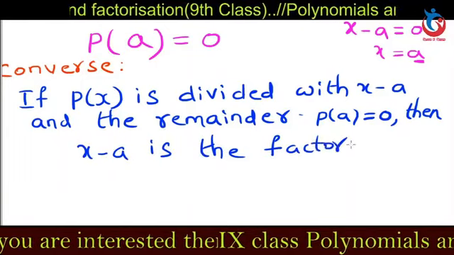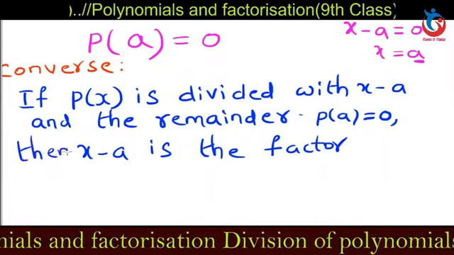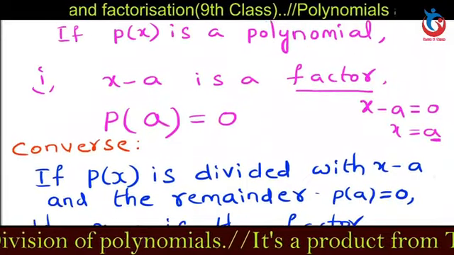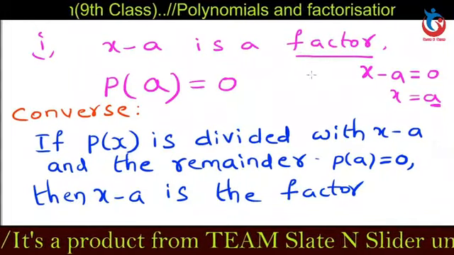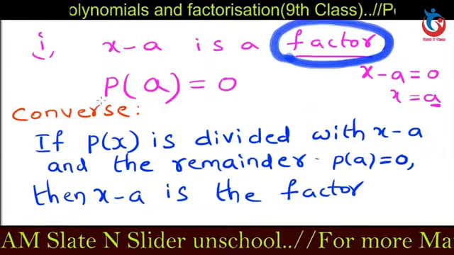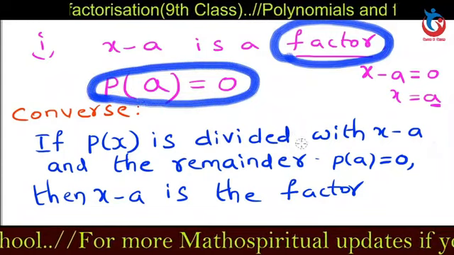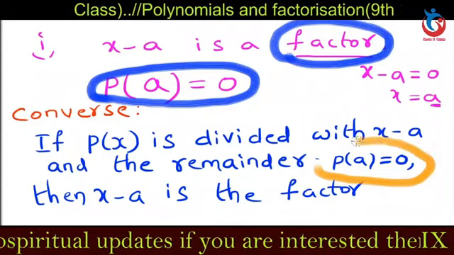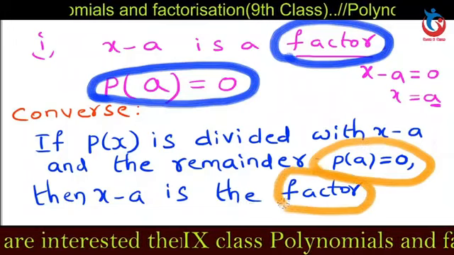Observe the two statements. In the first statement, in the beginning itself I am saying that this is a factor. That's why the remainder we got is 0. And in the converse, I did not say that x minus a is a factor. After dividing p of x with x minus a, I got this remainder. So when I got that the remainder is 0, then only I am saying this x minus a is a factor. Just observe, it is a converse.